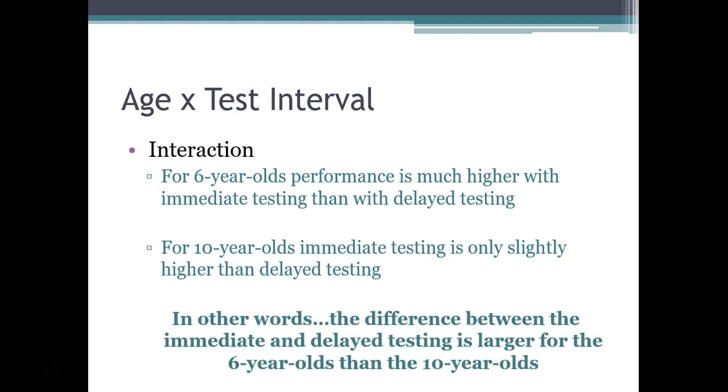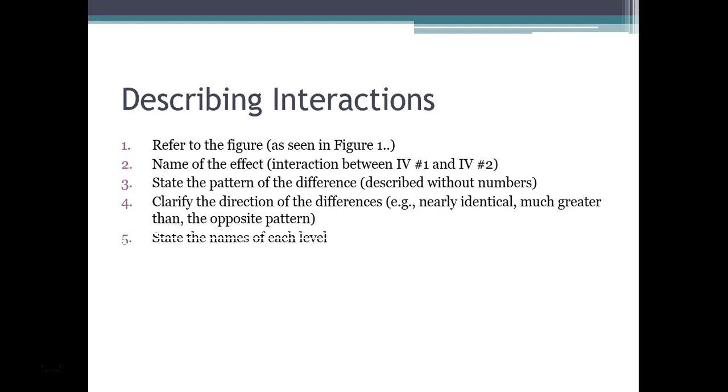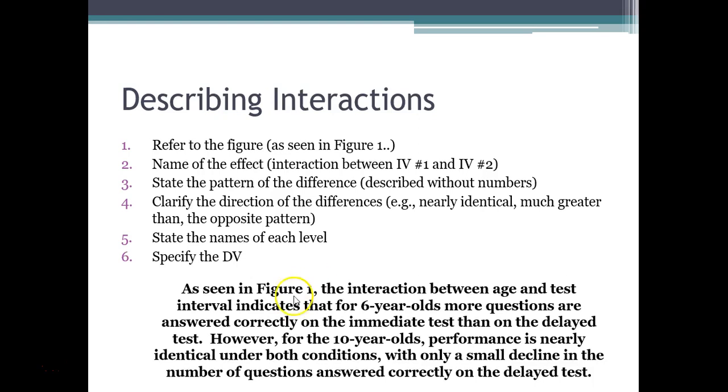So in other words, the difference between immediate and delayed testing is larger for the 6-year-olds than the 10-year-olds. And you can see how to describe the interaction. It's basically what I said. Usually point to the figure, as seen in Figure 1, the interaction between age and test interval.